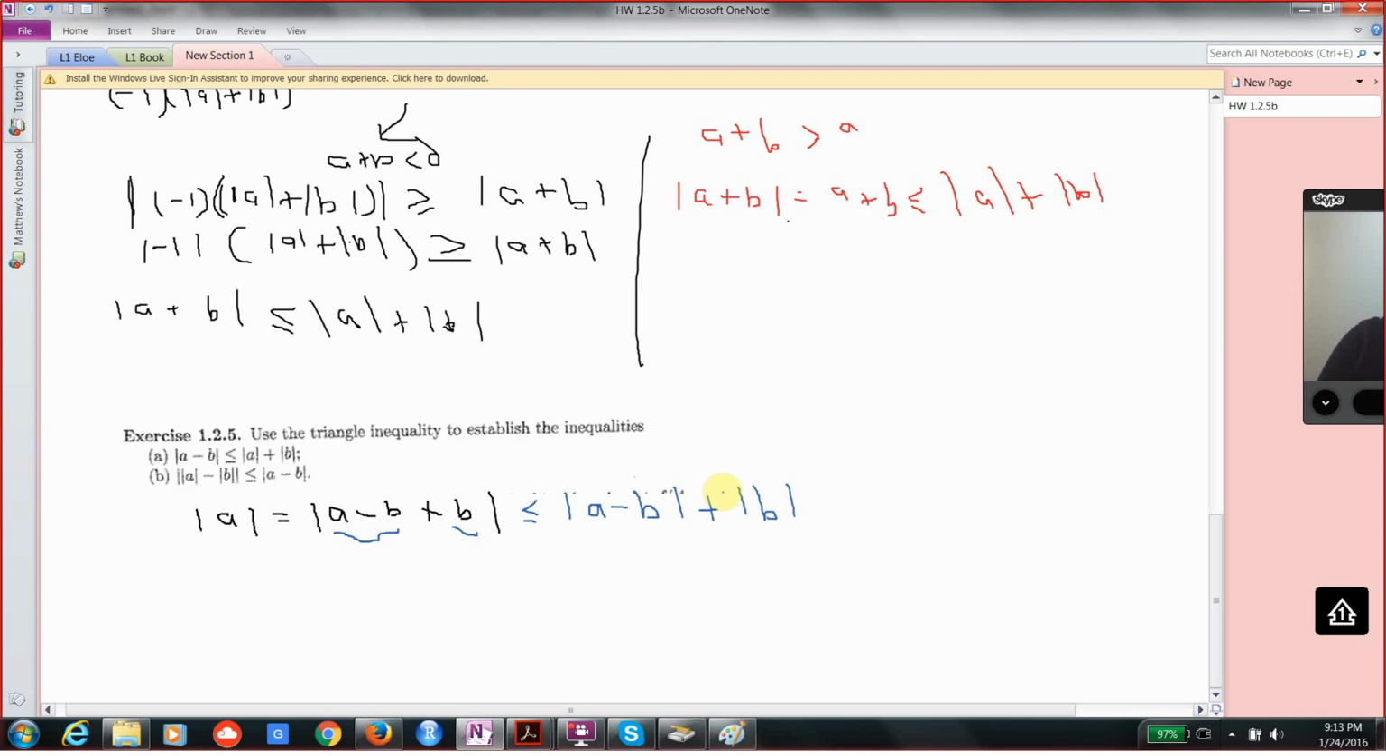And now what I'm going to do is subtract the absolute value of B from both sides. So the absolute value of B minus the absolute value of A is less than or equal to the absolute value of A minus B.